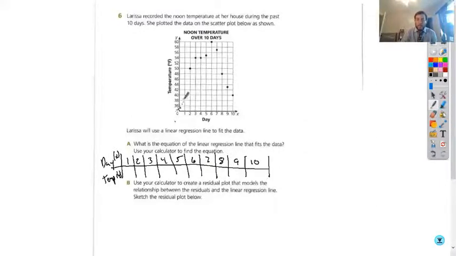All right, so on day 1, in between 38 and 40 is going to be 39. Day 2, we're up to 50. Day 3 and 4, we're at 54.